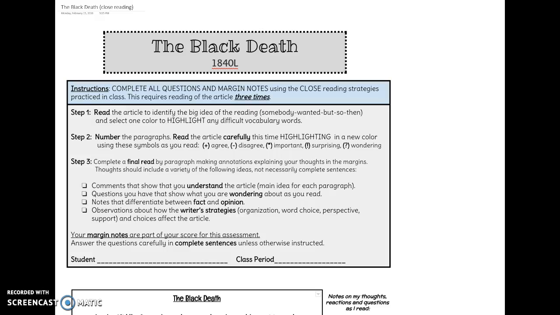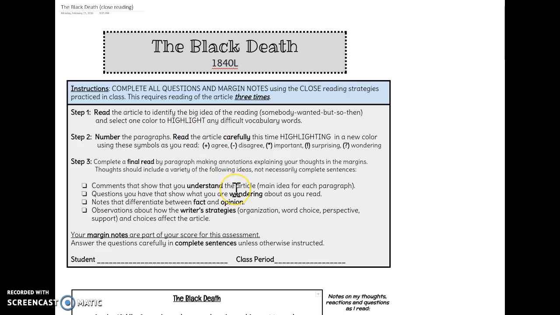Today you're going to do your first close read by yourself. Over the last few weeks we've done some together. So this is going to walk you through the first reading that you're going to do. And that is designated right here in the directions as step 1.